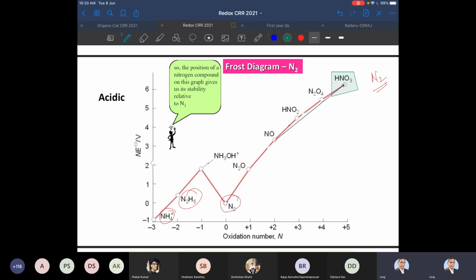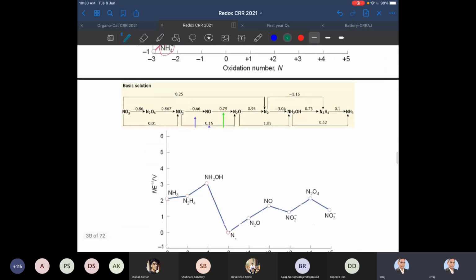Oxidizing agent, right? So we'll be able to read it. Overall, looking at this one, I'm not comparing with anything else. Simply looking at the entire diagram, the species lying at the top right corner is considered to be the powerful oxidizing agent.